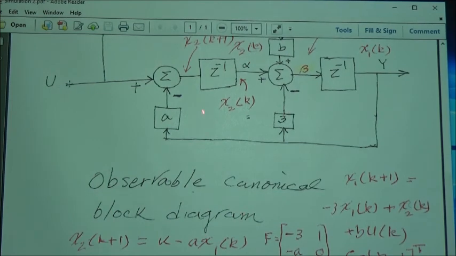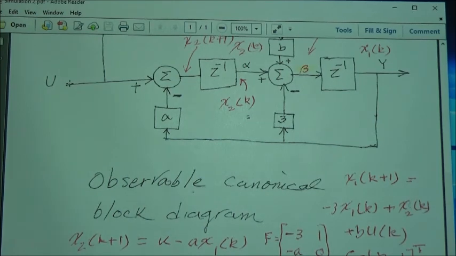My second state equation, coming from here, is going to be u minus a times x1. If I put this equation and this equation in matrix form, my system matrix F is minus 3 and 1 in the first row, and then minus a and 0. My input is going to be B and 1 as a column. So this combination of F and G is called observable canonical form.